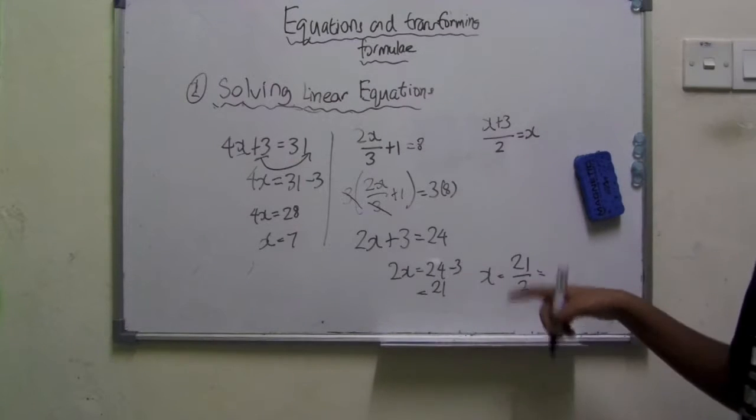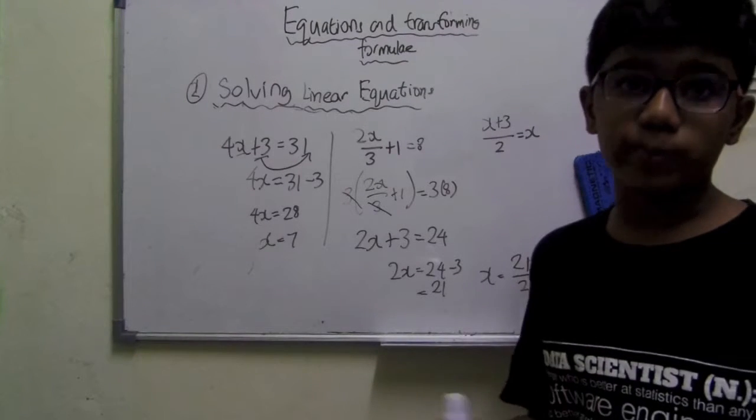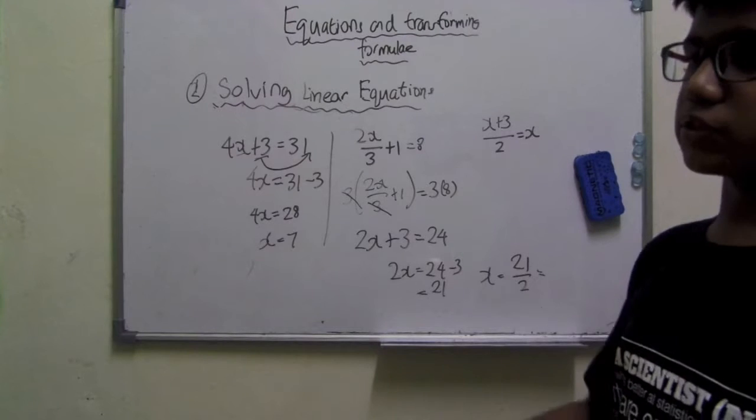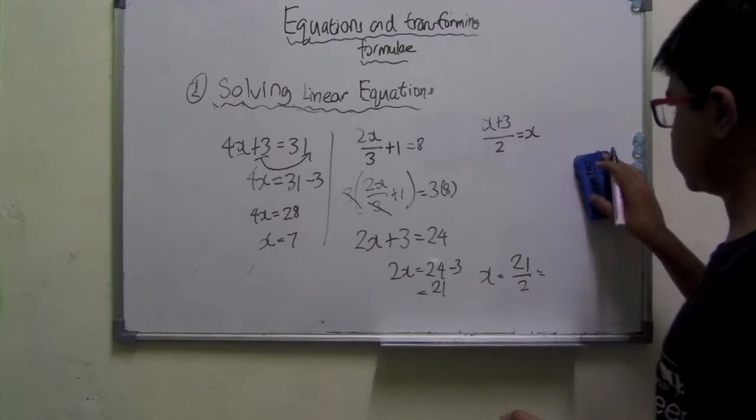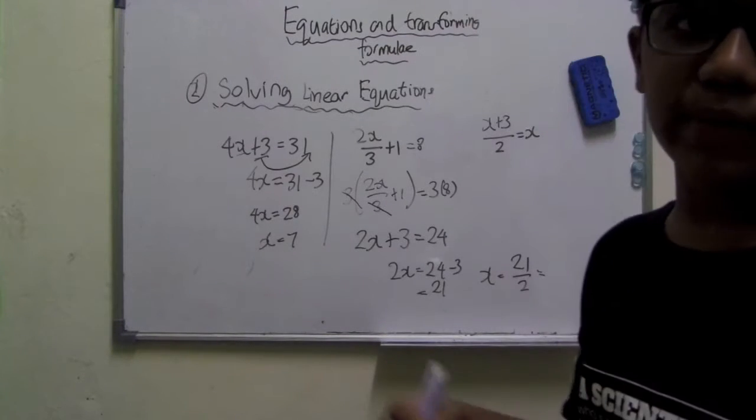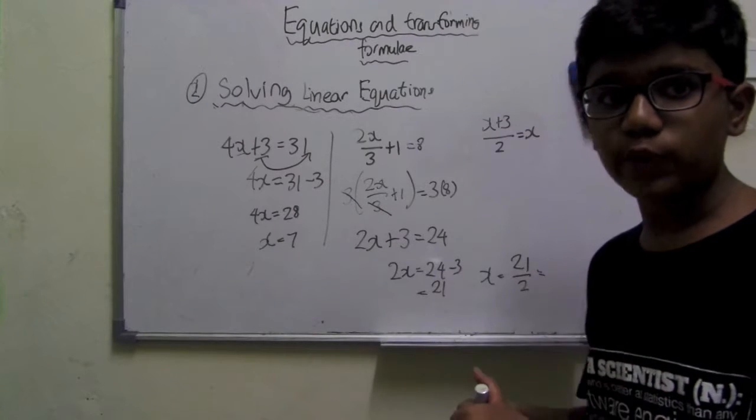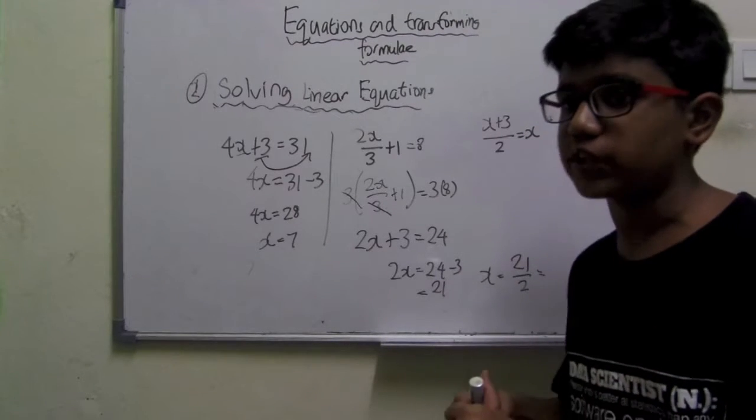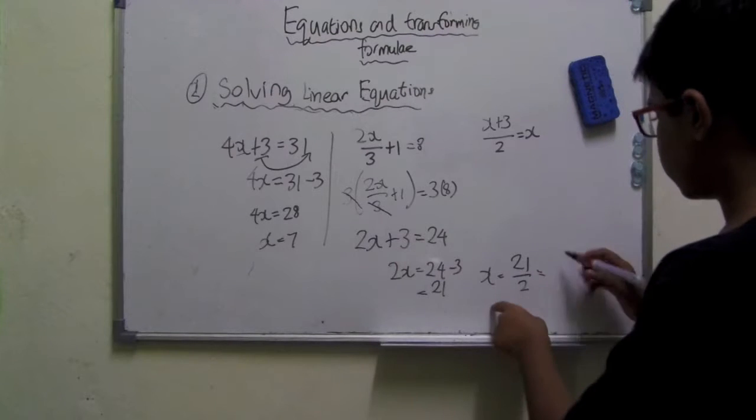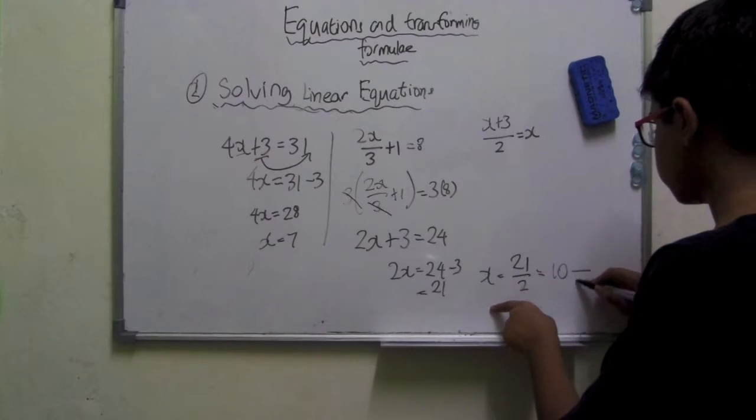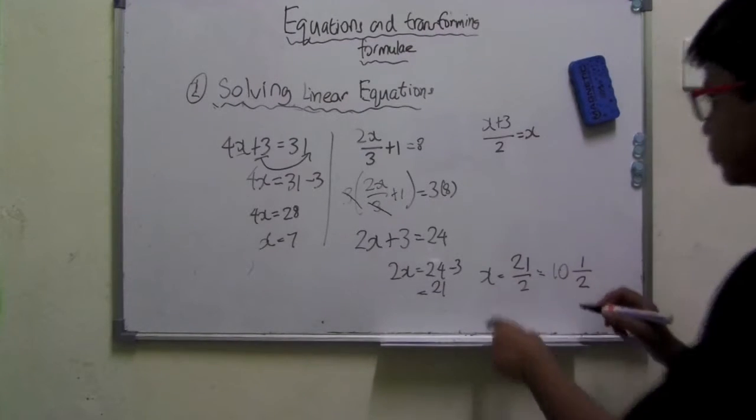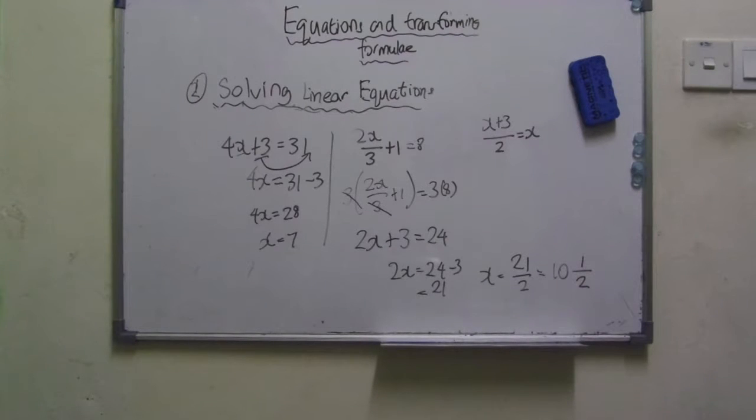And when it's an improper fraction like this, you change it into a mixed number or a decimal, depending on what the question asks. Most of the time it will ask you for a mixed fraction. If it doesn't tell you anything, present the answer as a mixed fraction to be on the safe side. So converting this to a mixed fraction, basic maths, 10 1 over 2. So x equals 10 1 over 2.